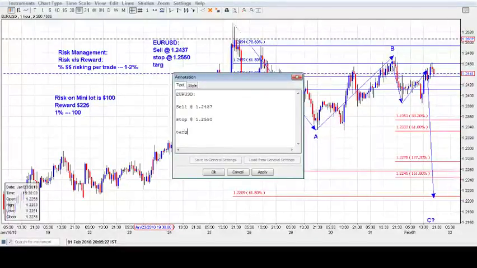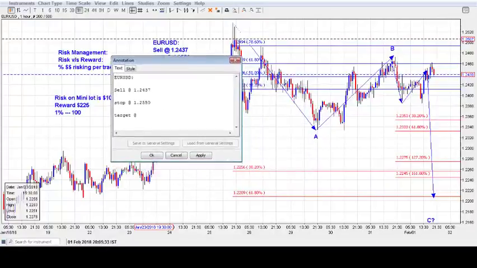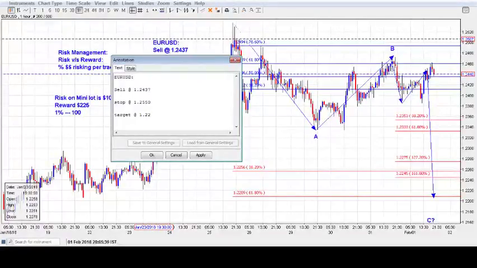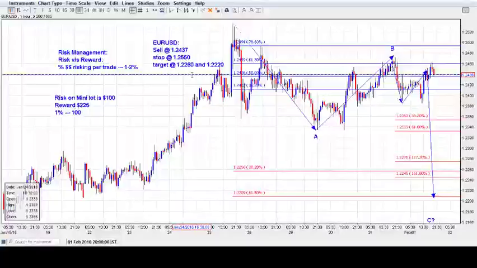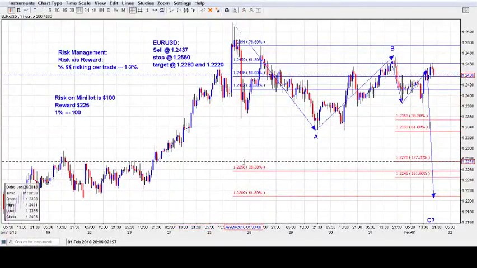And the target, now this is your target. The first target is, let's find out. The 38.2% is 1.22. Let's come out before 56. So first target would be 60, and the second target would be 1.2220. Alright, so those are the first trade numbers for the day. Euro short around 24.37, stop 25.50, and target 22.60 and 22.20.